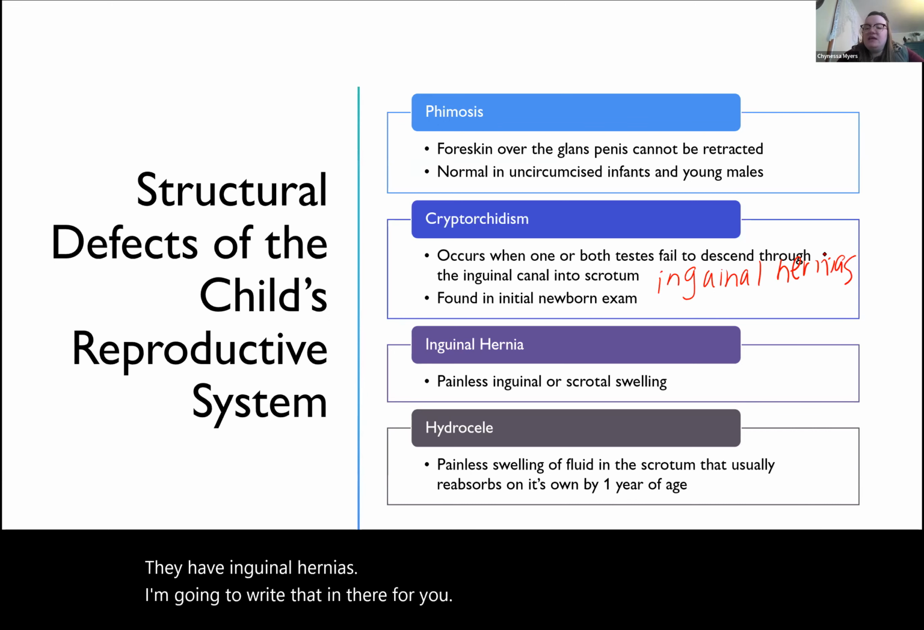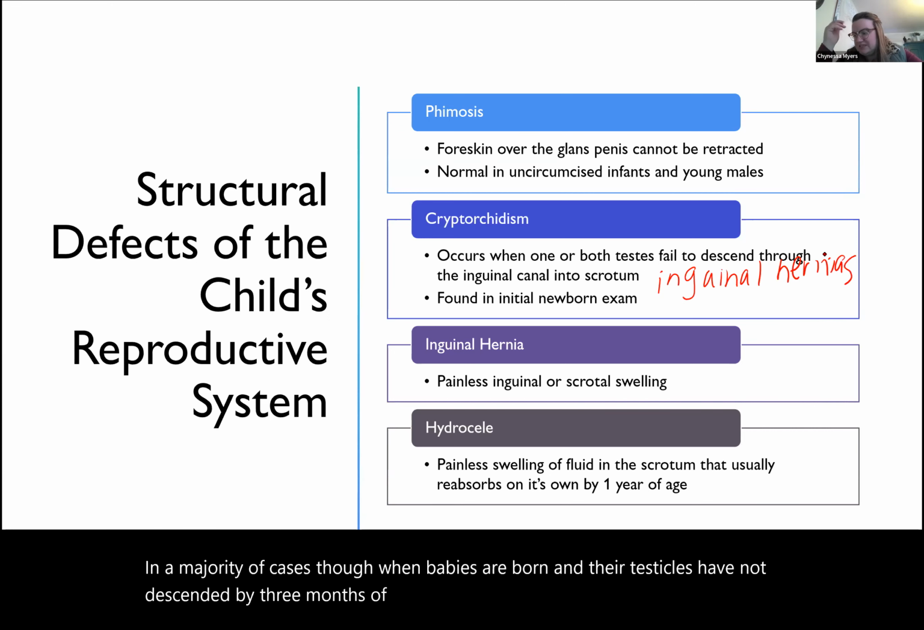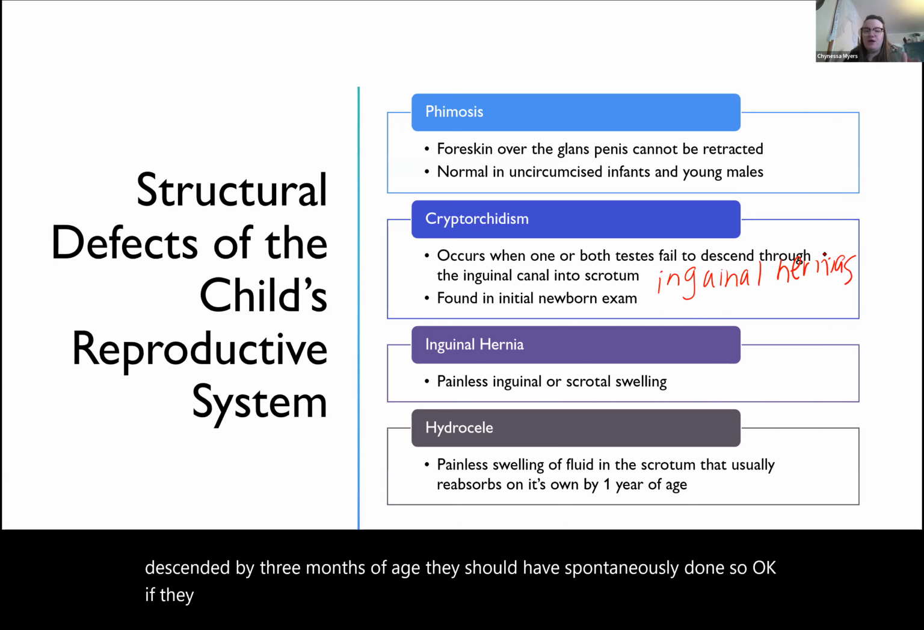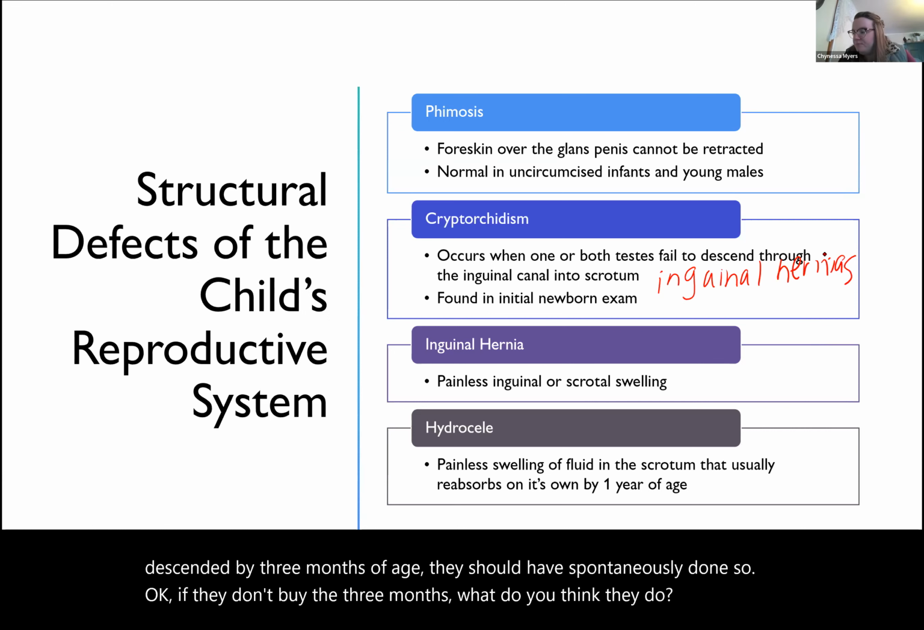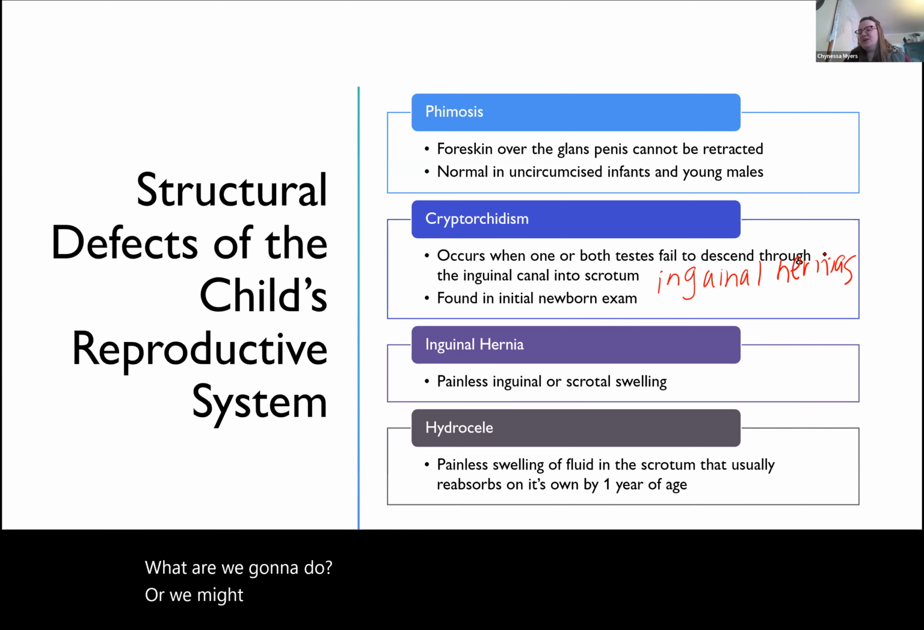In a majority of cases, though, when babies are born and their testicles have not descended by 3 months of age, they should have spontaneously done so. Okay. If they don't by the 3 months, what do you think they do? What are we going to do? We might do an orchiopexy. Very good. An orchiopexy is surgery to bring the testicles down where they belong.